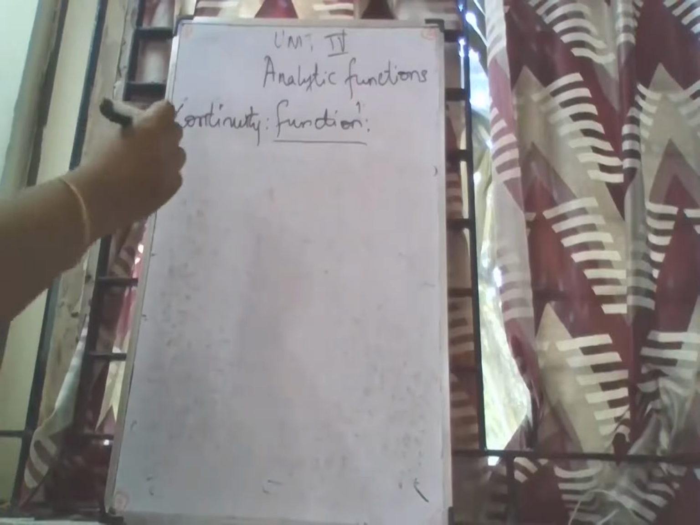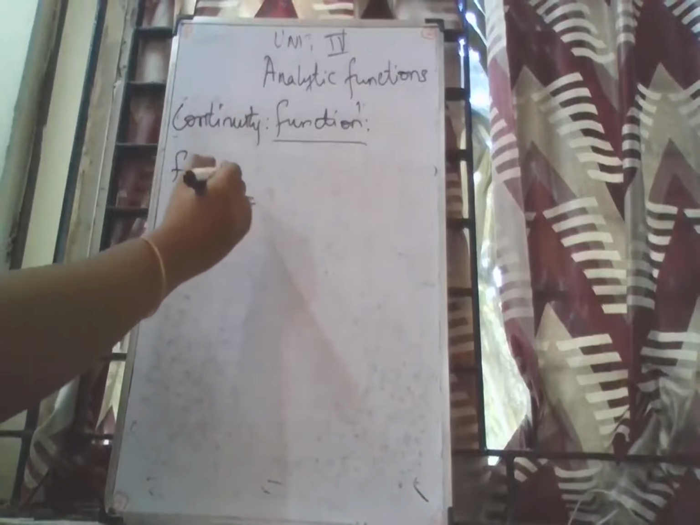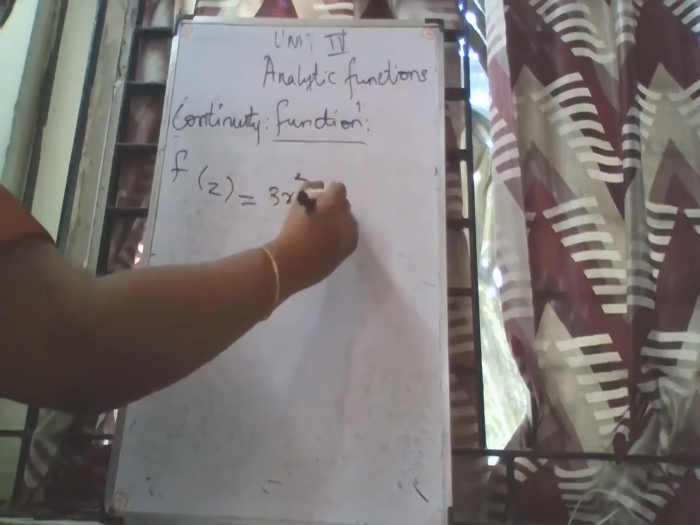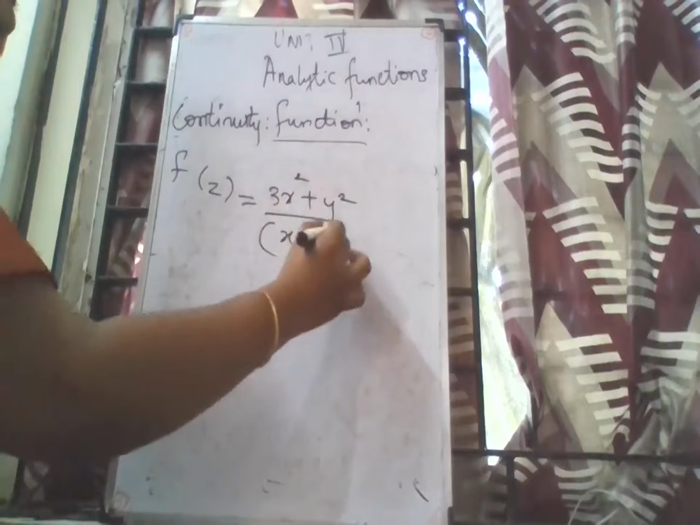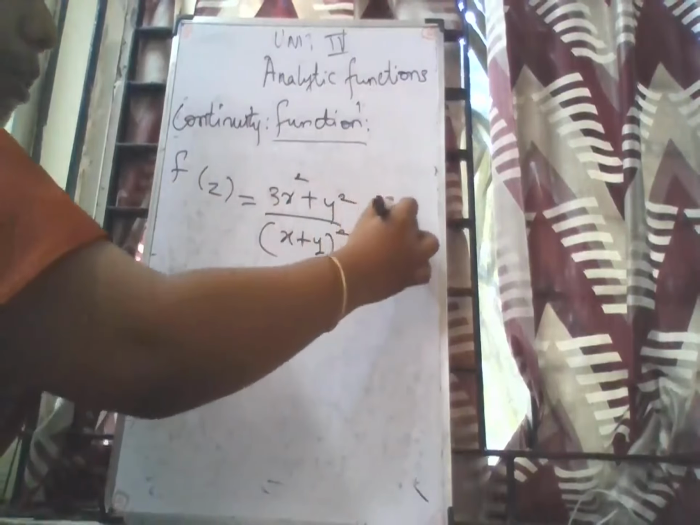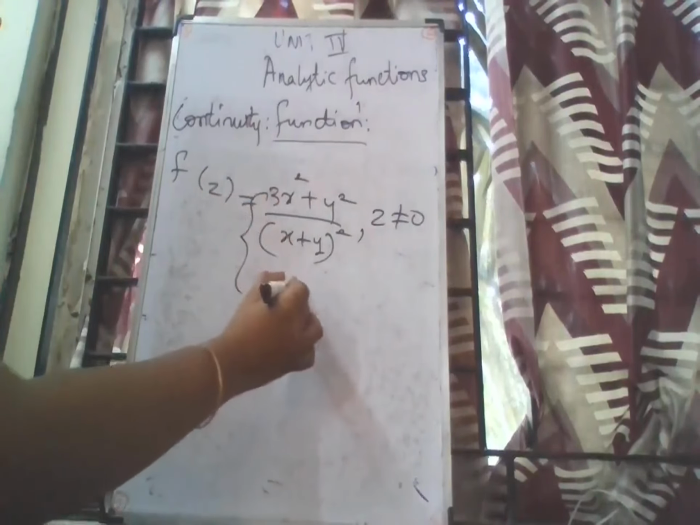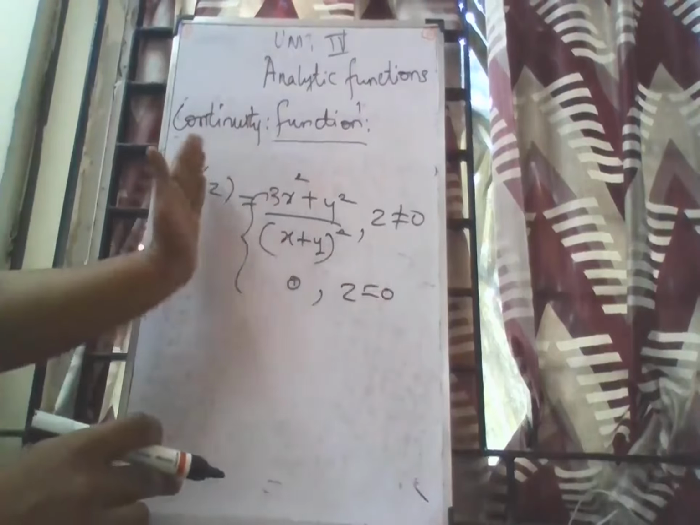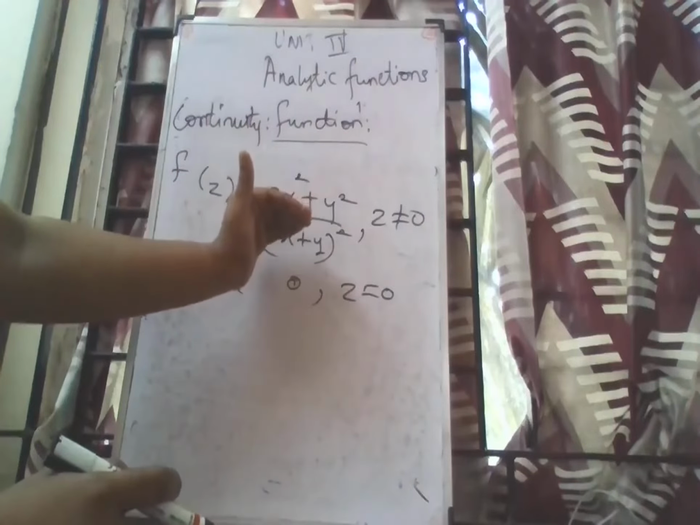Show that the function f of z defined by (3x squared plus y squared) divided by (x plus y) the whole squared, for z not equal to 0. And then the function, how they defined it, I'll write. So here it is 0 whenever z equals 0. Which means what? z equal to 0 means f of z is 0. Is it not equal to 0? It means the function exists like this.